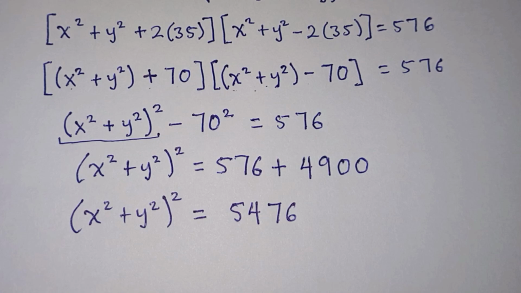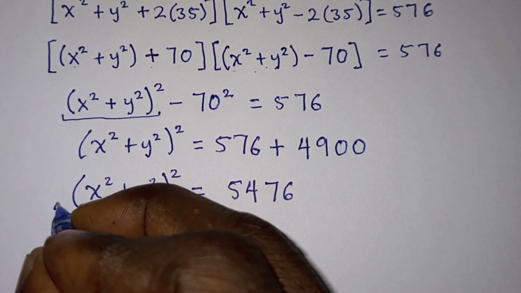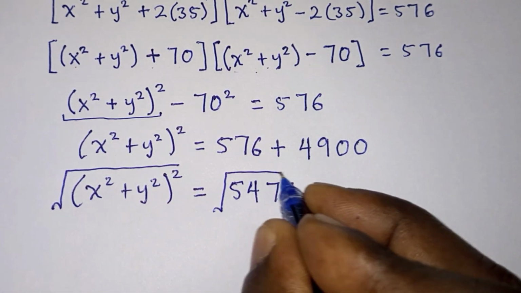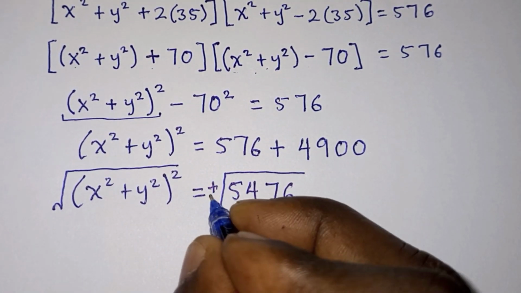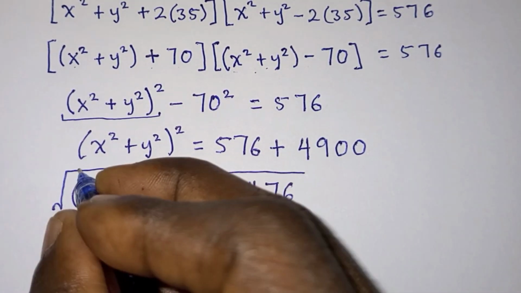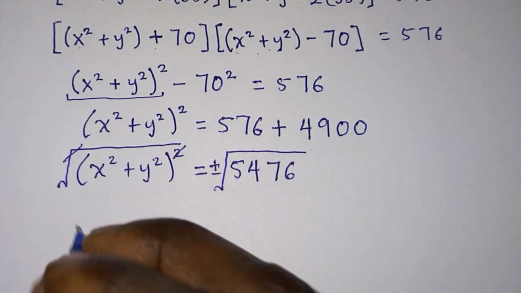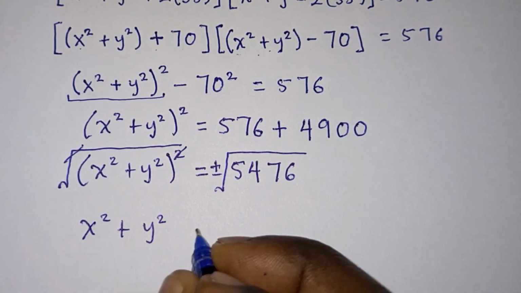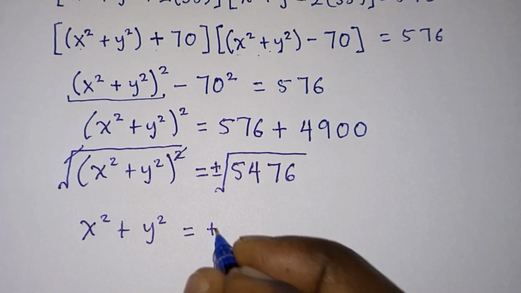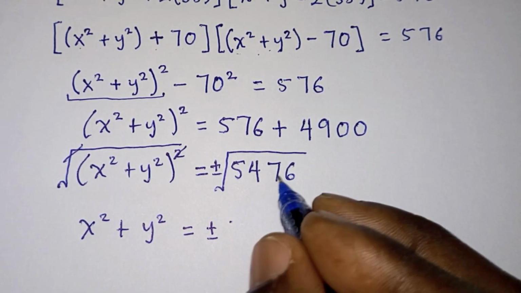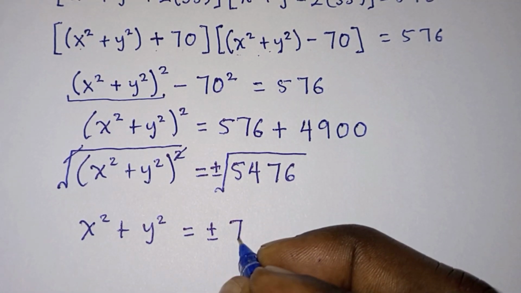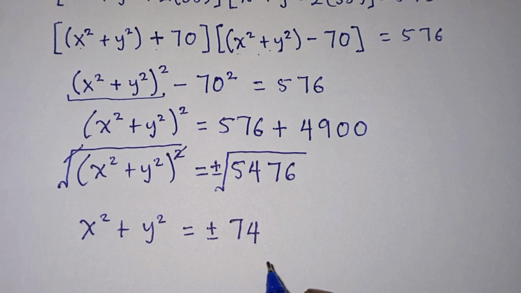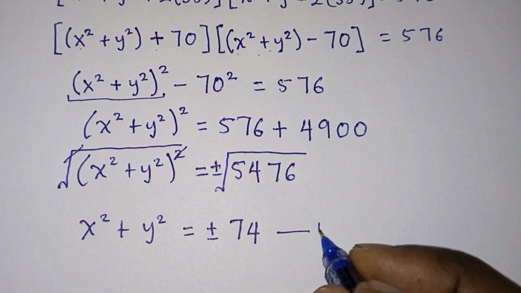Now we have a square here, so let's take the square root on each side of the equation so that we will get rid of the square. But remember, we have plus or minus here, very important. So this and this will go, and now we have x squared plus y squared is equal to plus or minus the square root of 5476, that is 74. So x squared plus y squared is 74. We can go ahead and call this equation 1.